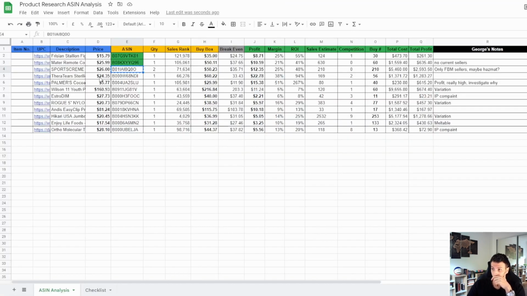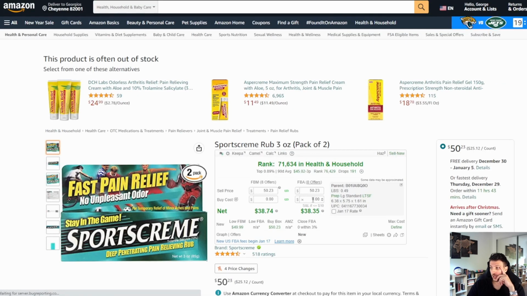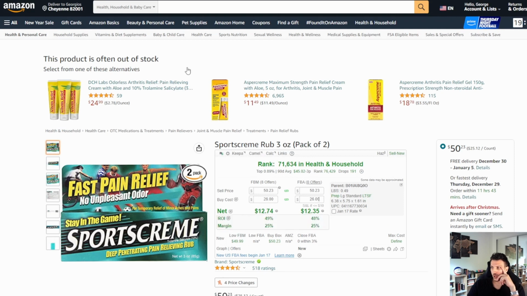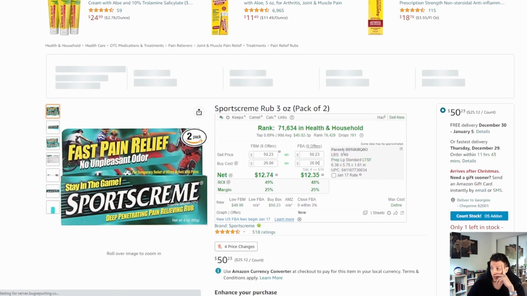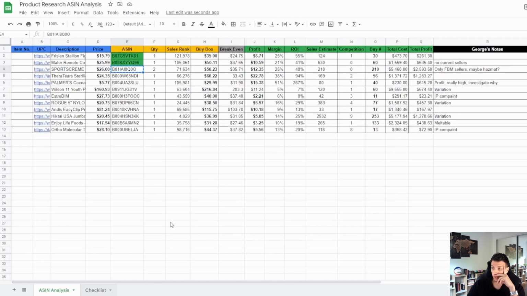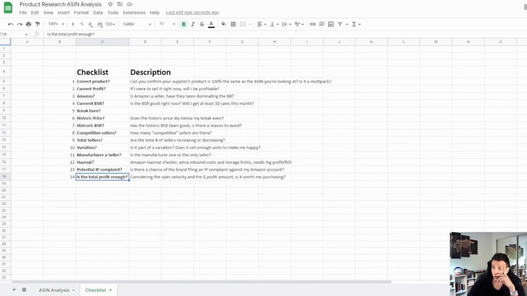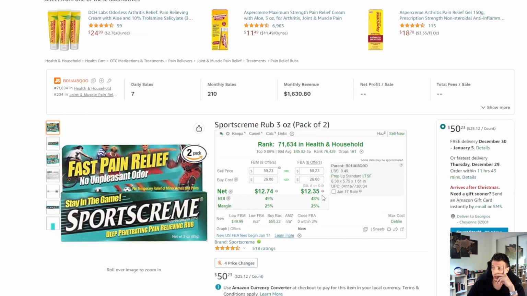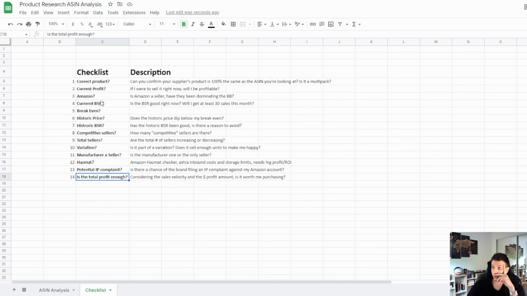Now, having a look at this next one, it's going to cost us $26 to source as a 2-pack, and $35.71 is the break even. So let's go and punch in $26, $12.35. There's 48% ROI. All right, let's go and run through our checklist. So correct product, yes. Current profit is $12.35. So yes, there is profit.